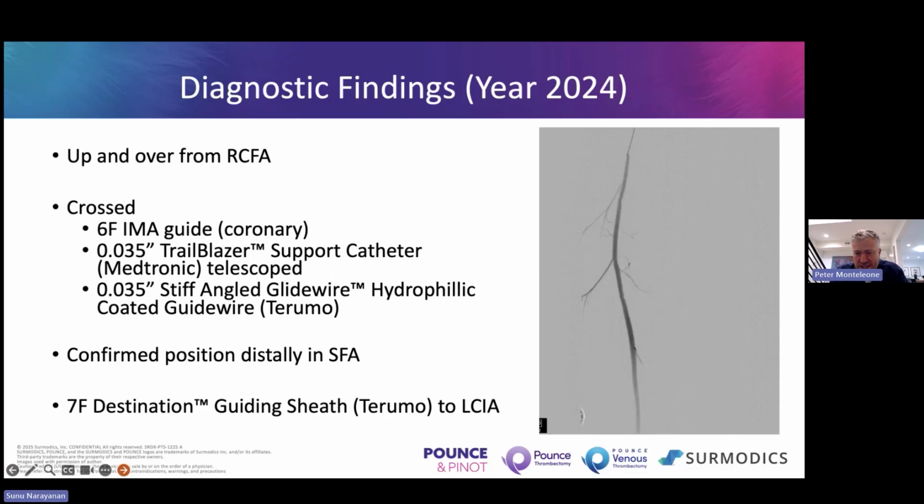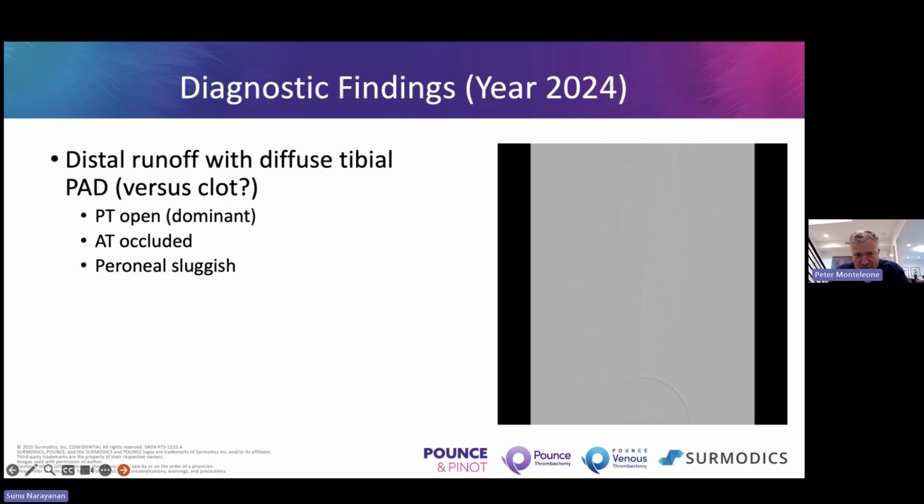Again, this was semi-organized plus organized thrombus, so there was an easy pathway to get a glide wire down across. We confirmed our position in the SFA distal to the occlusion. We put a 7 French Destination sheath up and over into the left common iliac artery, stopping short of the actual thrombus. Next slide.